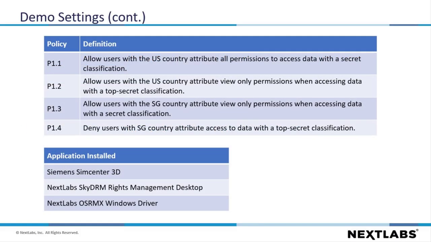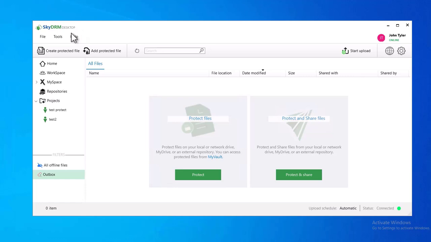And lastly, the four policies for our demos. They use the file classification and the user location attributes above to determine access to protected files. In our demo environment, we have installed Siemens Simcenter 3D, NextLabs SkyDRM Rights Management Desktop, and NextLabs OSRMX Windows driver. Let's now proceed to the demo of OSRMX with Simcenter 3D and access and usage control.